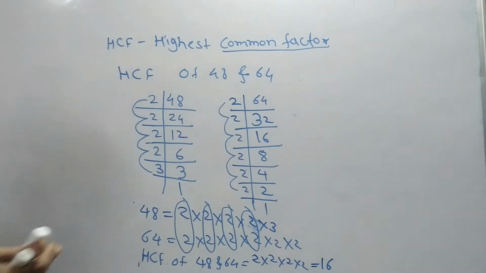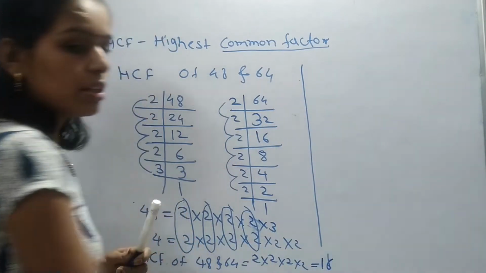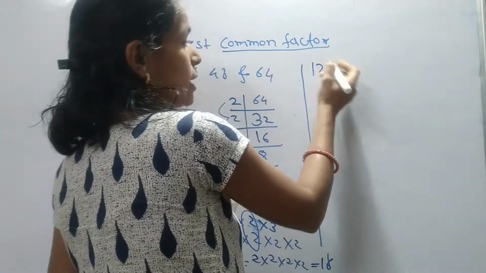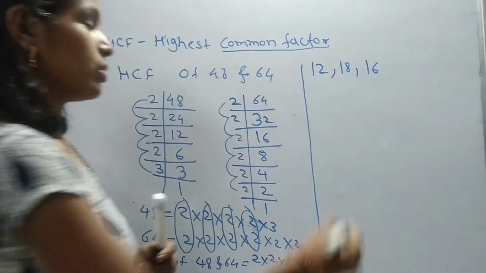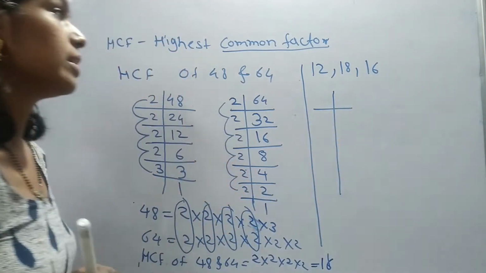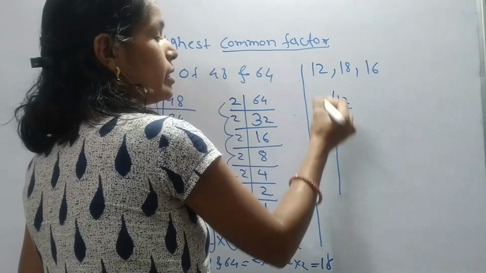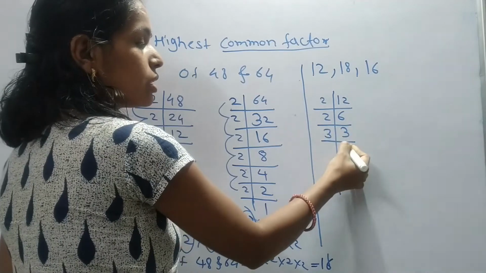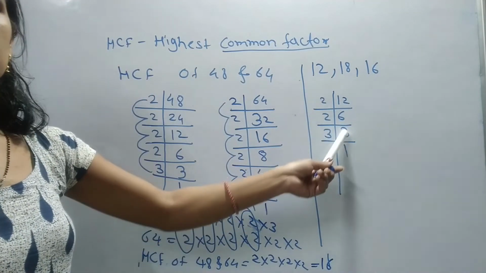One more example of finding the HCF by using the test of divisibility. The numbers are 12, 18 and 16. We have to find the HCF of 12, 18 and 16. What are the factors of 12? Let's find the factors of 12 by using the test of divisibility. 2 6s are 12, and 6 has a factorization: 2 3s are 6, and 3 has the factors 3 1s are 3. See, 2 6s are 12, 2 3s are 6 and 3 1s are 3.